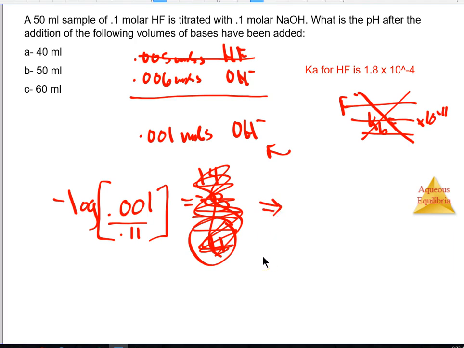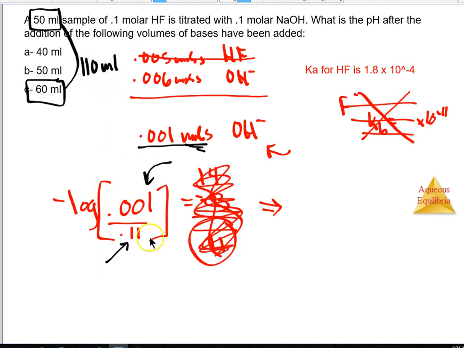Did I lose anyone there? Okay, that was my fault. This was moles, but when we find pH or pOH, we take the negative log of the concentration. Moles are not concentration. So you had to take your moles and divide them by the total volume, which was 60 milliliters plus the original 50. So that's 110 milliliters, which is really 0.11 liters. Better? So we take the negative log of whatever this number is, and it's going to be closer to 2 something.